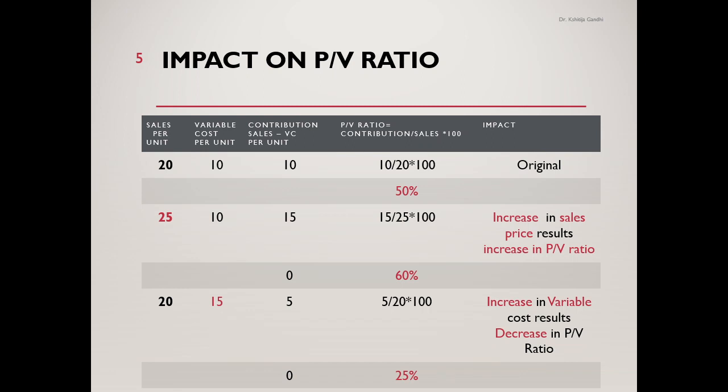In the second condition, selling price remains same or constant, which is rupees 20. Variable cost is increased by rupees 5, that is rupees 15. Contribution will be rupees 5. PV ratio will be 25%. So increase in variable cost results in decrease in PV ratio.